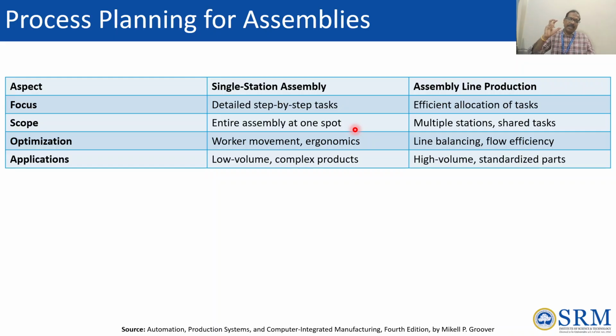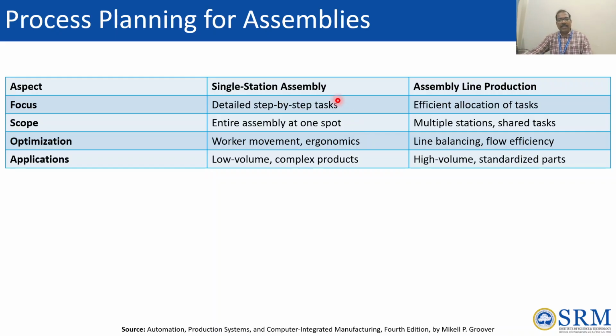A single station may be useful only for low volume and complex products, but in terms of assembly line production we can go for high volume but standardized products. We need to remember that if a product is complex, it is better to assemble it in a single station, but we can't make huge volume, we can only make low volume. But if we need to make high volume, then we need to go for assembly line production. High volume means standardized parts, and we need to consider line balancing.